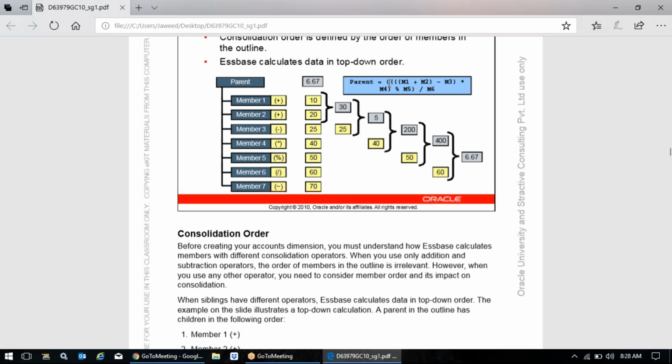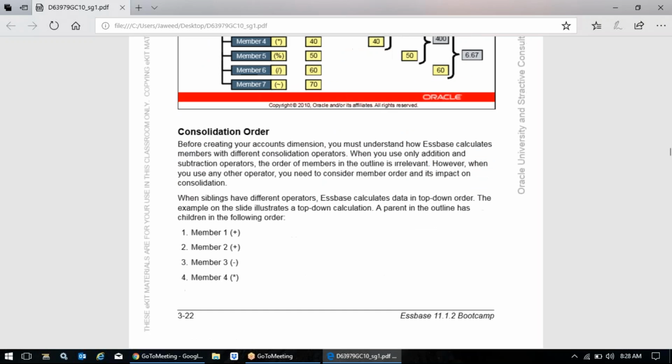That's why you need to be very careful when you are using these consolidation operators. If you miss the logic, the roll up will result in different values. So they took an example: 10, 20, 25, 10 plus 20, 30. Do you follow it? I can follow that. Yeah. Beautiful. Okay. This is good.